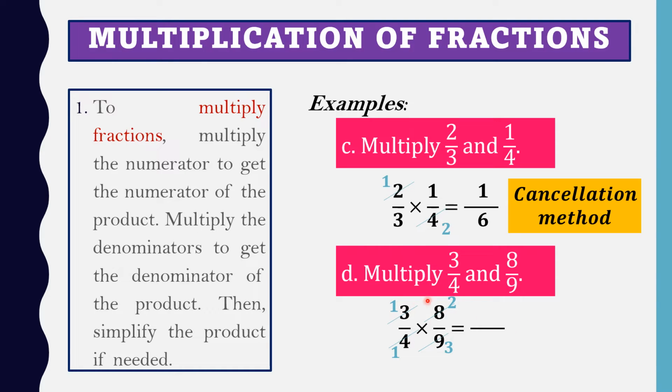And there are no more common factors between the numerators and the denominators. So we are going to multiply this fraction. We have 1 times 2 is equal to 2, and 1 times 3 is equal to 3. That means that the product of 3/4 and 8/9 is 2/3. It is already in its simplest form. So you can still use our previous method, but so that you don't have to simplify and simplify, you'd better use the cancellation method.